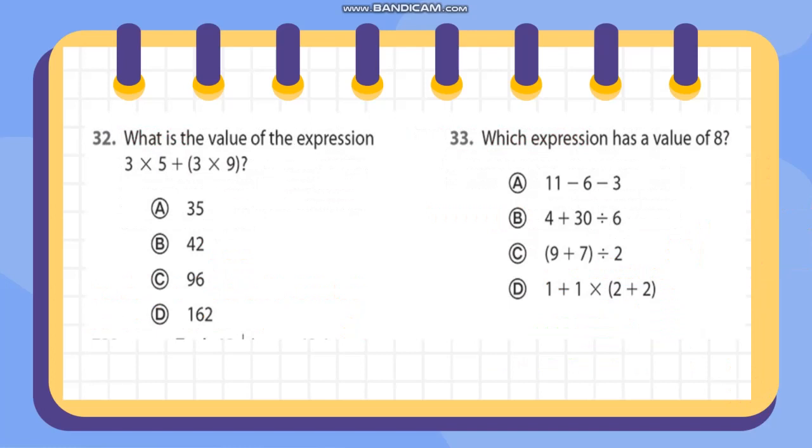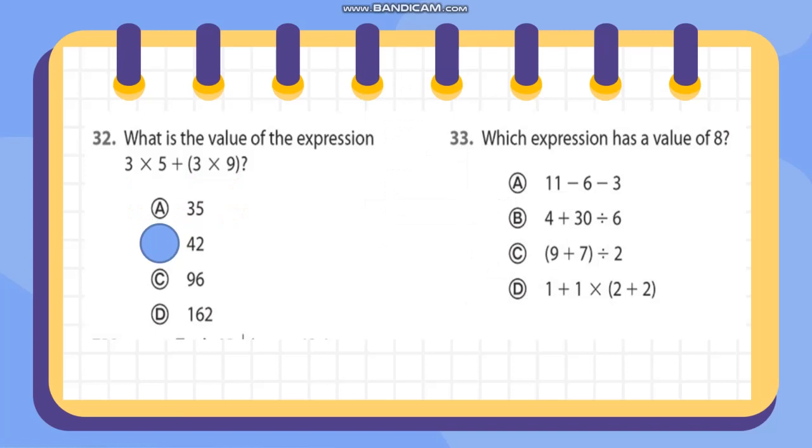Question number 32. What is the value of the expression 3 multiplied by 5 plus 3 multiplied by 9? In this case, we simply multiply 3 multiplied by 9, that is equivalent to 27, and 3 multiplied by 5, that is equivalent to 15. So 15 plus 27 is equivalent to 42.